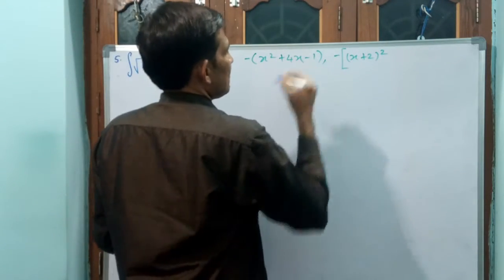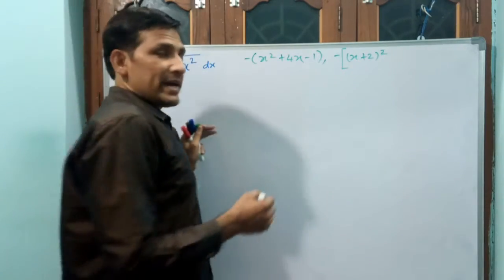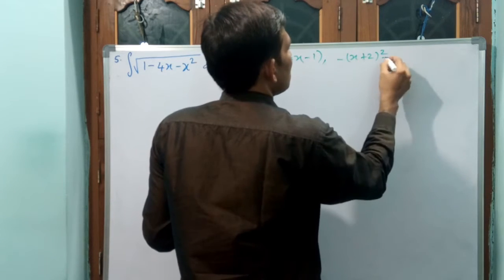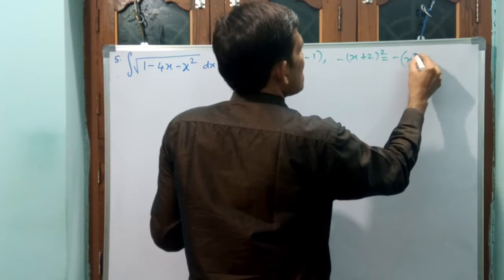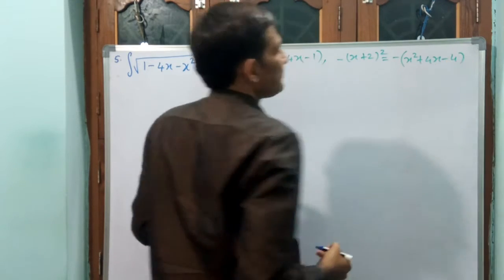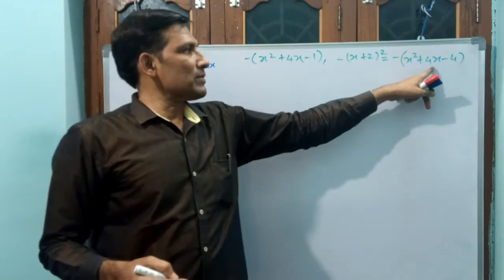Okay, see what I am writing, comma I am putting, why? Because not both are equal. X plus 2 whole square, what will be there? Minus of x plus 2 whole square. That is equal to minus of a square plus b square minus 4. Is it okay? Minus of x square plus 4x minus 4.